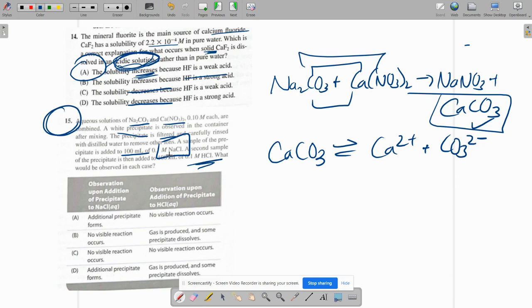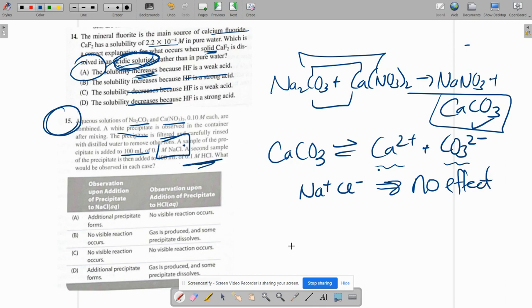So if we add it to the solution of sodium chloride, are Na+ or Cl- really going to interact with either of the active players? Calcium 2+ would make calcium chloride, but that's just a strong electrolyte, so it'd just be a bunch of ions. Sodium and carbonate would just make sodium carbonate, also a strong electrolyte, so a bunch of ions. So I would say adding it to the NaCl is just going to have no effect. A second sample of the precipitate is added to HCl.